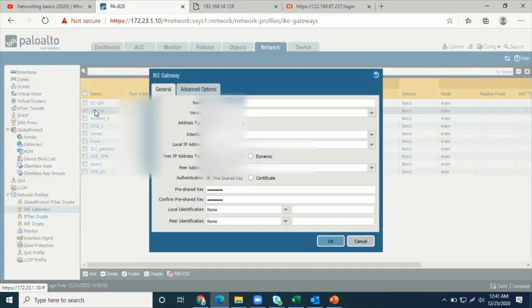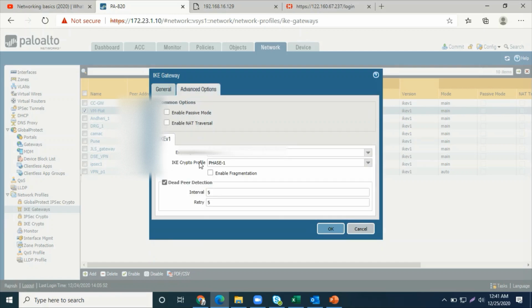In the IKE gateway, we configure the local IP address, the peer IP address and the pre-shared key. In advanced options, the exchange mode is mentioned. This is main mode here, and there is also aggressive mode. Main mode is more secure than aggressive mode. And the IKE crypto profile is mentioned there.